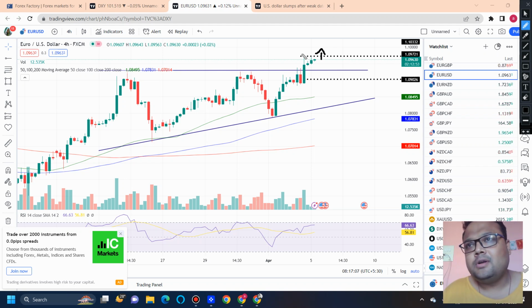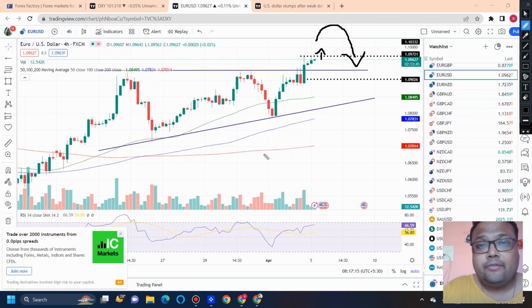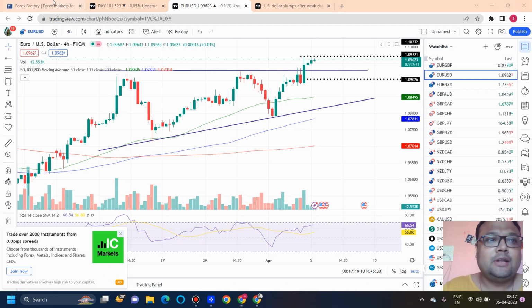If you usually go for a lot size of, let's say, 0.5, then take a lot size of 0.1, because at one point the market will have to come for some retracement. No market can go up and up all the time.